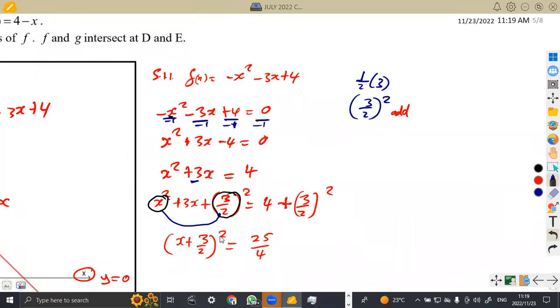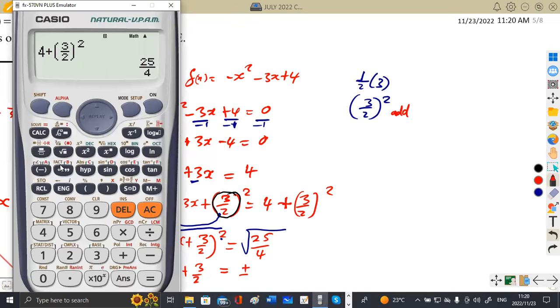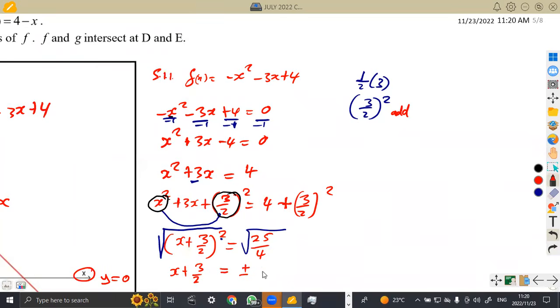So how do I remove the square? We are going to introduce the square root on both sides. So that's x plus 3 over 2 is equivalent to plus or minus the square root of 25 over 4. Remember, whenever you're dealing with a square root, it's a plus or minus. The square root of 25 over 4 can be simplified from your calculator. That's 5 over 2. So it is going to be plus or minus 5 over 2.